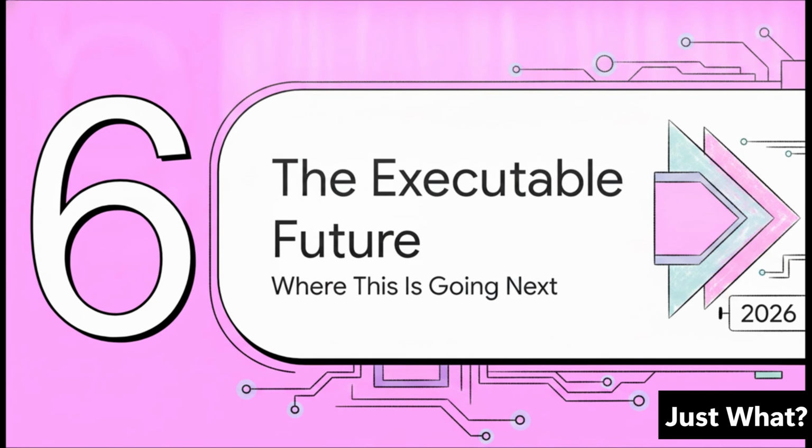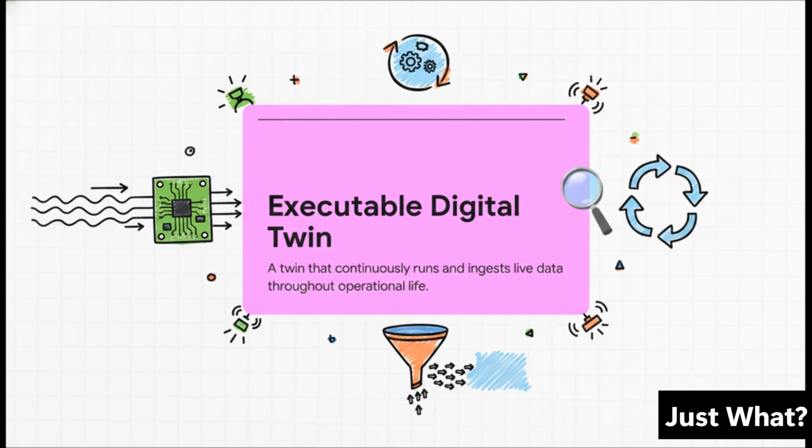Now, let's look forward to Section 6, the executable future. Where's all this heading? This is where things get genuinely wild. We're seeing the emergence of the xDT, or Executable Digital Twin. Basically, an xDT is a twin that doesn't just run one simulation during development and then get tossed in the trash. No, it continuously runs. It ingests live data from the physical product once it's in the real world, and it actually stays useful for the product's entire operational life. It completely transcends just the design phase.